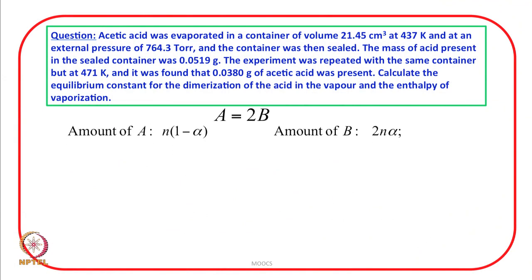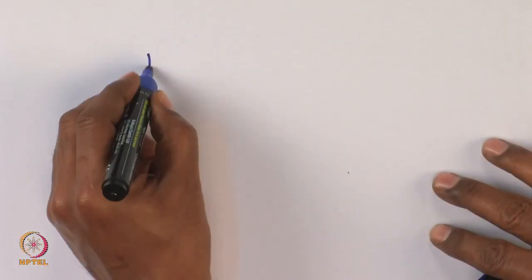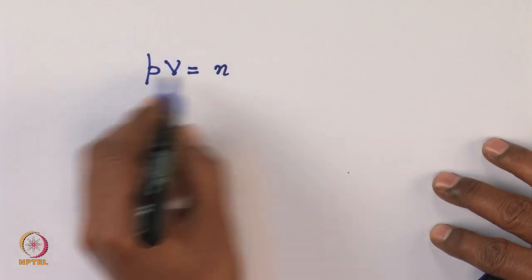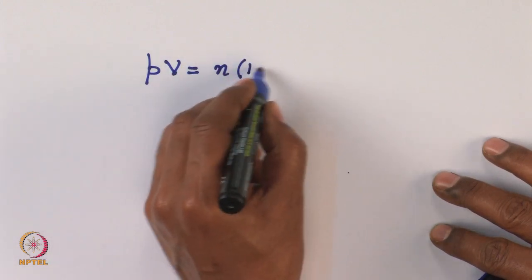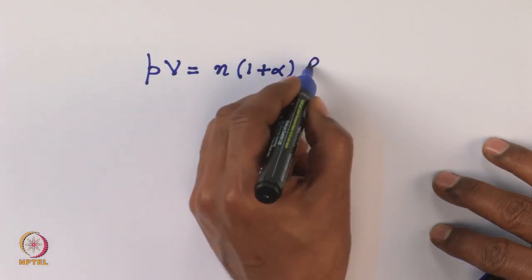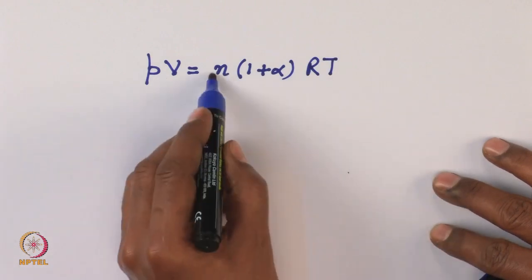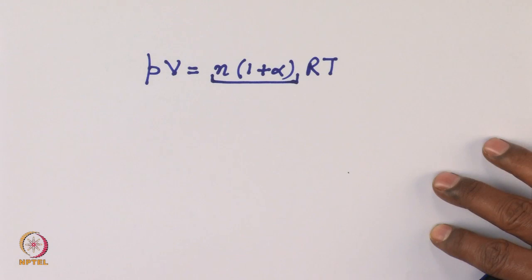For A going to 2B, as I just discussed, K will come out to be 4 alpha square into P by P naught over 1 minus alpha square. And once I know the value of alpha, then I can easily get the equilibrium constant. If I treat the gases to be ideal, then I can use this equation, PV is equal to nRT. N is the total number of moles, and the total number of moles we have just found out is n into 1 plus alpha. This point is to be noted.